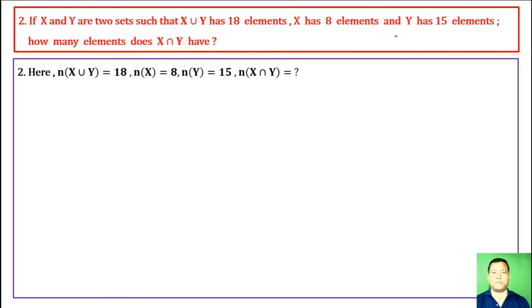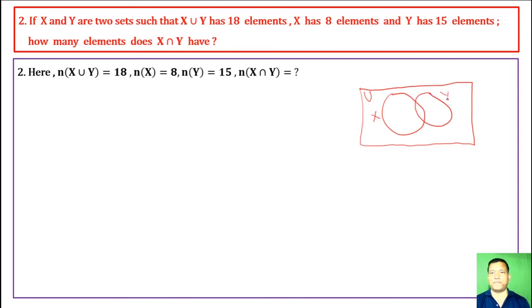Let us draw roughly. This set denotes x, this denotes the universal set, and this set denotes set y. Suppose the common element is x. This must be 18 minus x. This must be 8 minus x. This must be 15 minus x. Then their sum should be 18.